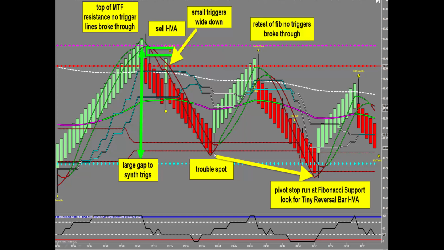We get to the trouble spot, and obviously it bounces, and again, retest of our Fibonacci area, no triggers break through. Then you can see we come down. This is one of our favorites for counter trend trade longs. Pivot stop run at Fibonacci support. This is where we get that tiny little reversal bar for a trade back up. Granted, it didn't go very far, but this is what we're looking for when we're reading our trigger lines.